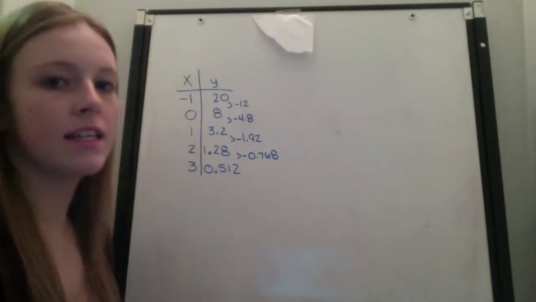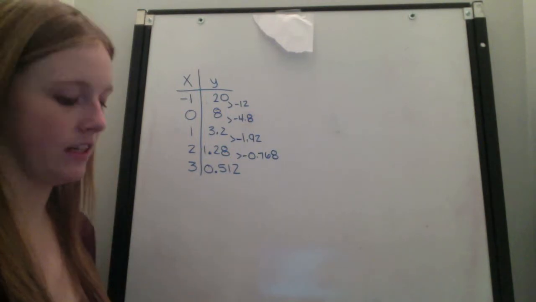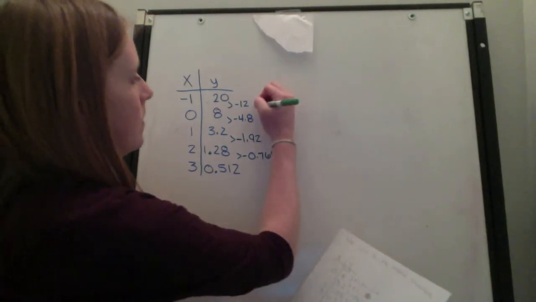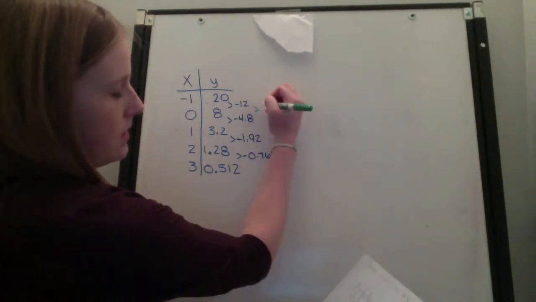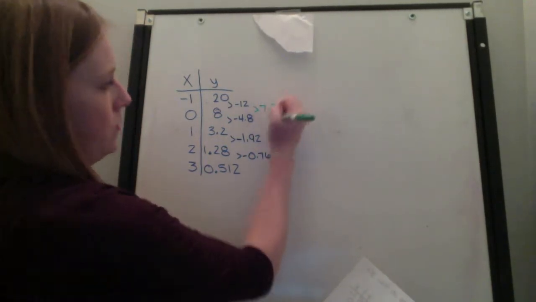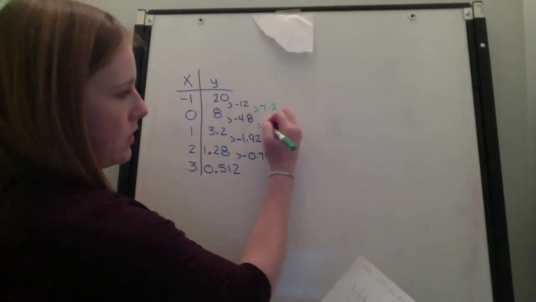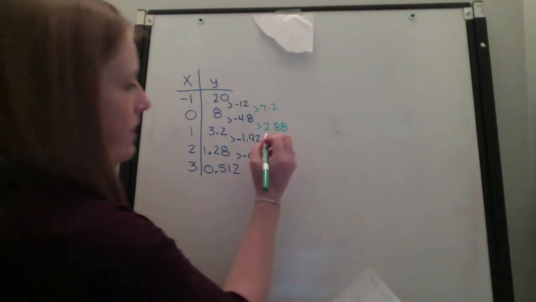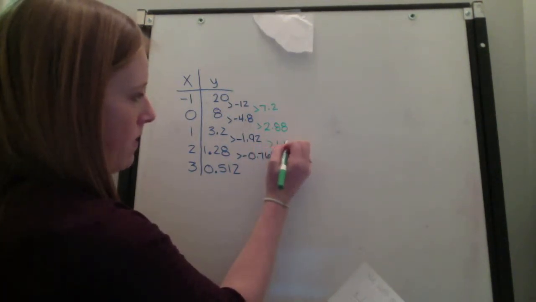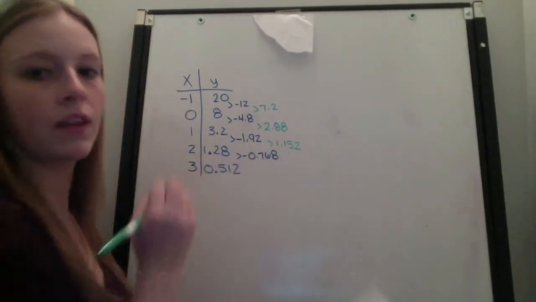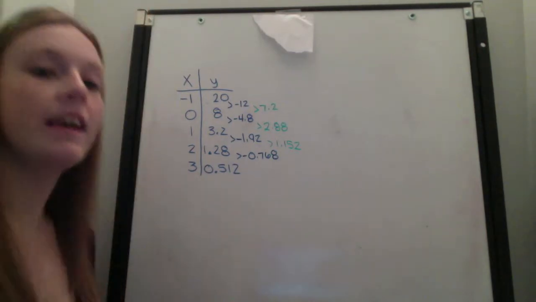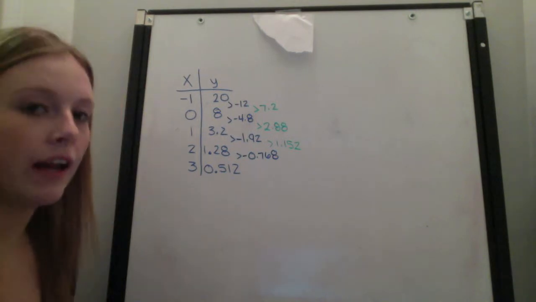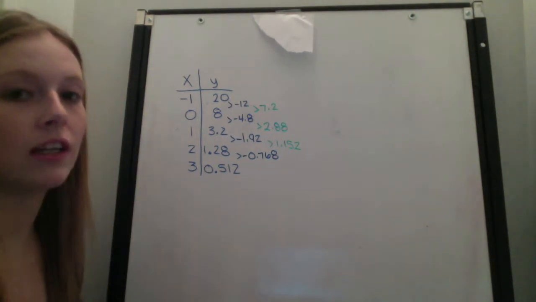So now let's take a look at the second differences to see if it is quadratic. The difference between these two numbers is 7.2. These ones is 2.88. And this one is 1.152. Therefore, this also shows us that it is not quadratic because the second differences are not equal.